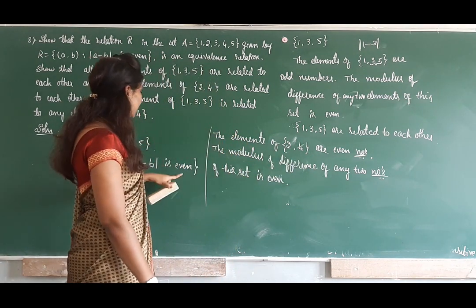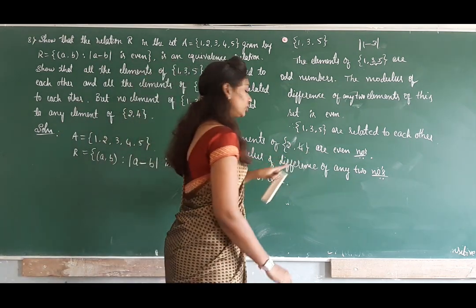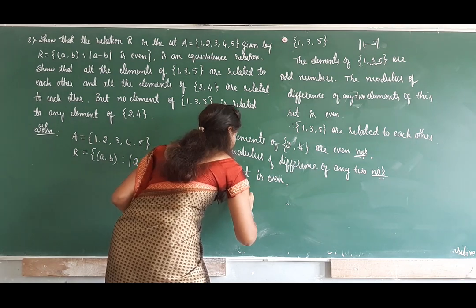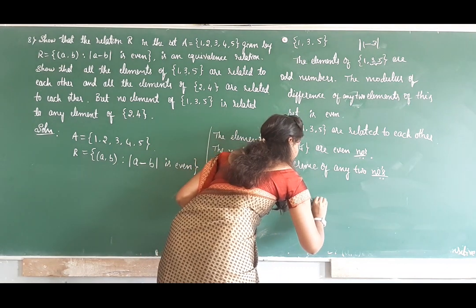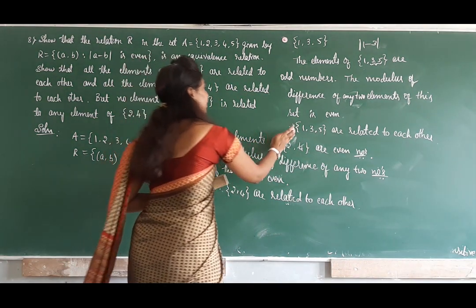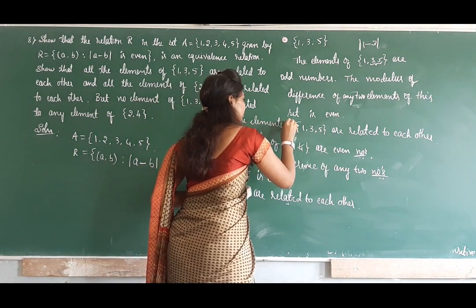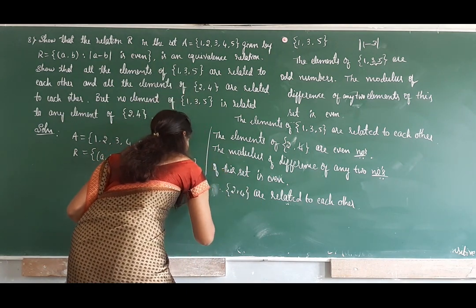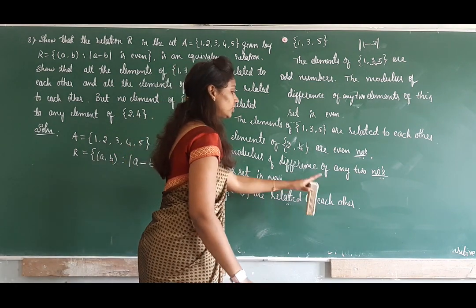The modulus of a minus b is an even number. So 2 and 4 are related to each other. Therefore, 2 and 4 are related to each other. Sorry, what should come here? The elements of 1, 3, 5 are related to each other, and here also the elements of 2 and 4 are related to each other.